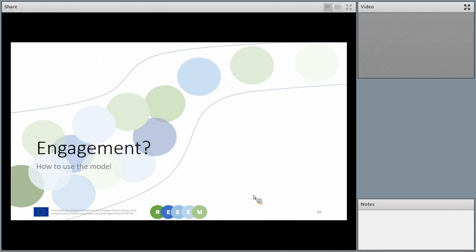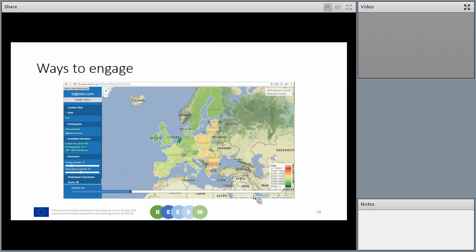Another element of the REEEM project is the so-called REEEM game. It's a game where single players or multiplayers have to vary decision parameters to achieve a higher score on the performance of their region or of the entire continent. And this game has in the background the results of a lot of scenarios run with the OSeMBE model, and this game is basically ready.